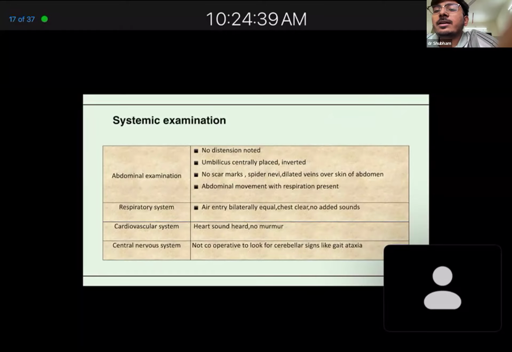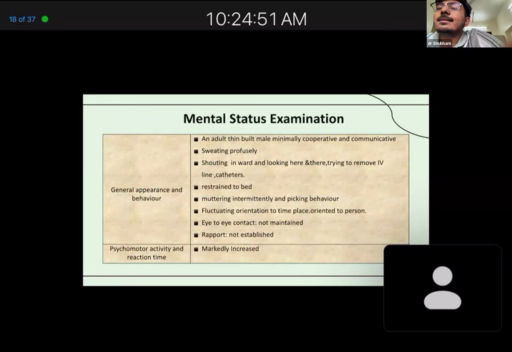Respiratory system and cardiovascular system were also within normal limits. In the examination of the central nervous system, the patient was not cooperative to look for cerebellar signs. Moving to mental status examination, the general appearance and behavior: the patient was an adult thin-built male, minimally cooperative and communicative, sweating profusely, shouting in the ward, looking here and there, trying to remove IV lines and catheters.